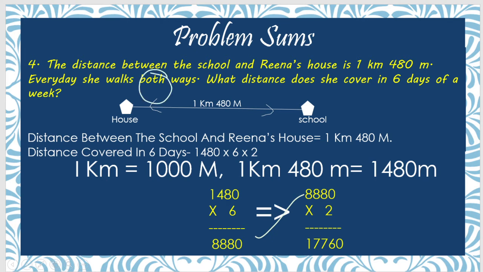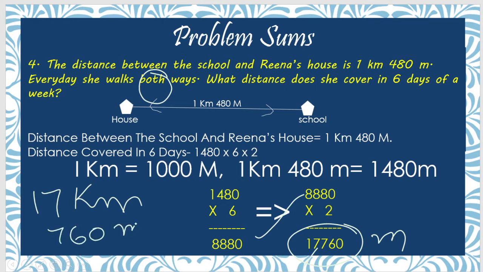So the answer is 17,760. So what is it? Again, is it chocolate? No, it's not chocolate. So what is this? You have to put a comma. Is it kilometers or meters? This is meters. Now we have to convert it. It will become 17 kilometers. You can write the answer as 17,760 meters, or you can write 17 kilometers 760 meters.